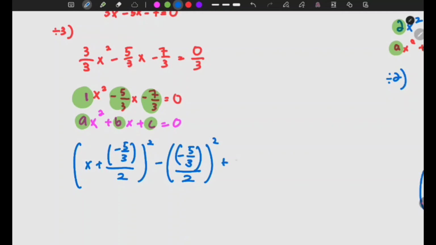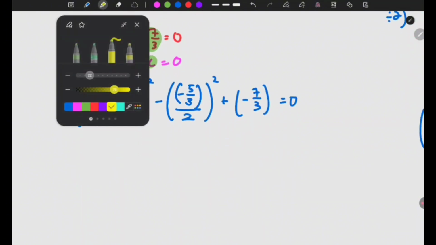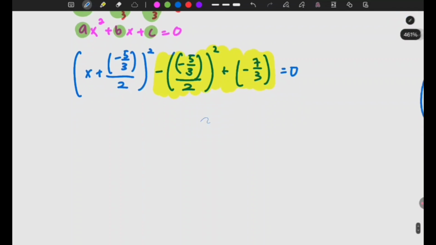So negative 5 over 3 divided by 2. And then don't forget to square that. And then minus 7 over 3. So you get negative 109 over 36 equals to 0. And this one, negative 5 over 3 divided by 2, also press calculator, because it's a bit complex, so make it simple and easy.